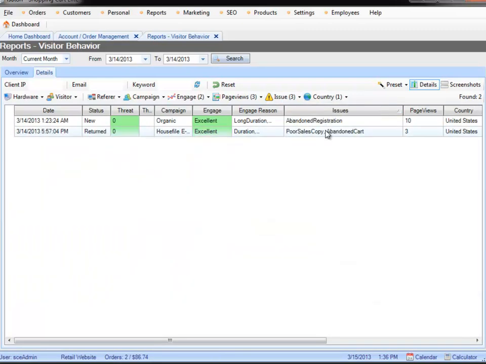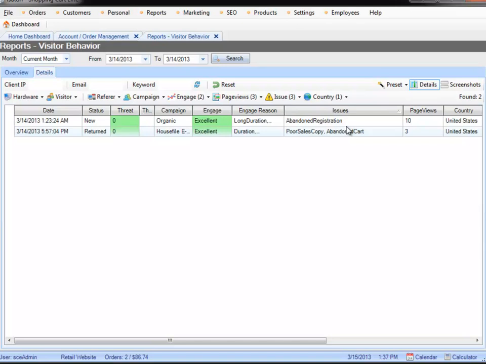Once we eliminate the product sales copy, we're down to these two things, right? Abandoned cart, which we're trying to solve by revamping the checkout screen, and the registration, we made a new interface for it, and we added guest checkout for him, so that should eliminate future abandonments on there. So this is basically how we troubleshoot your conversion problems.